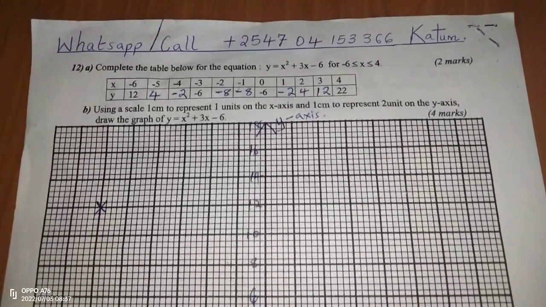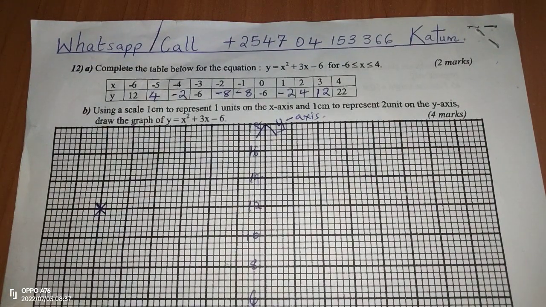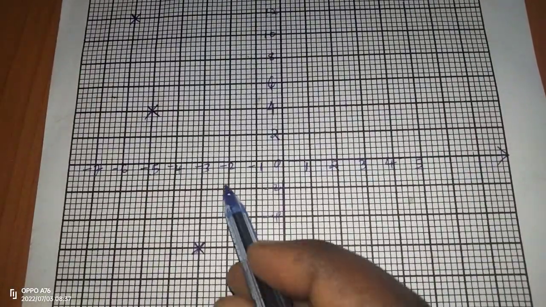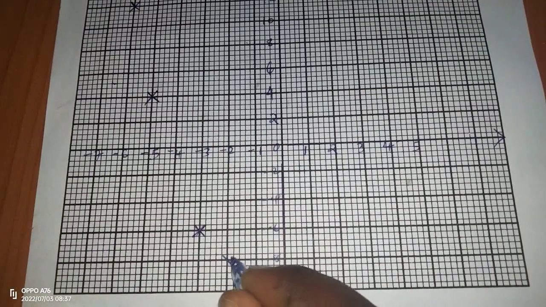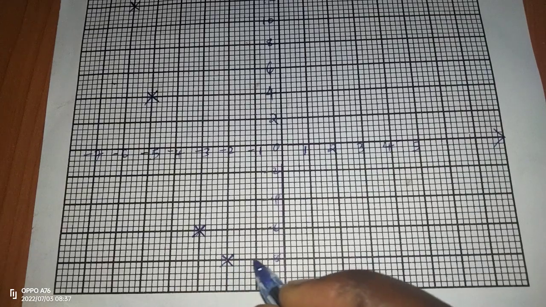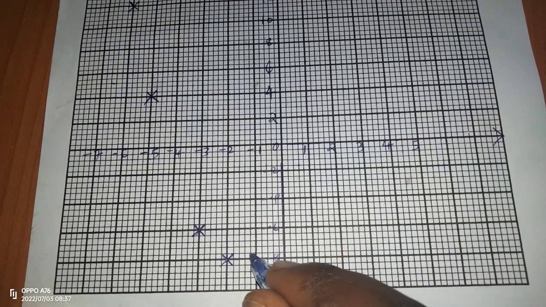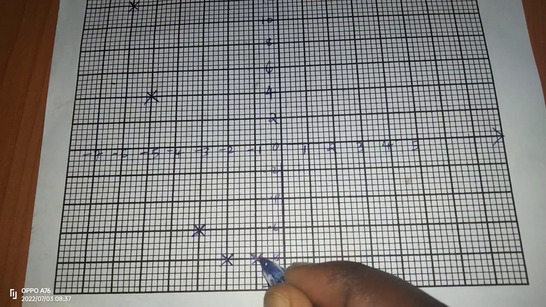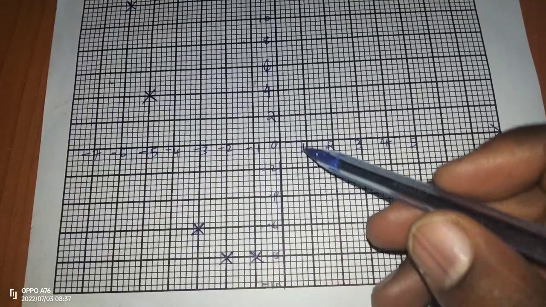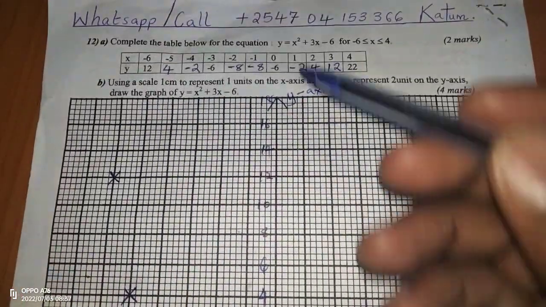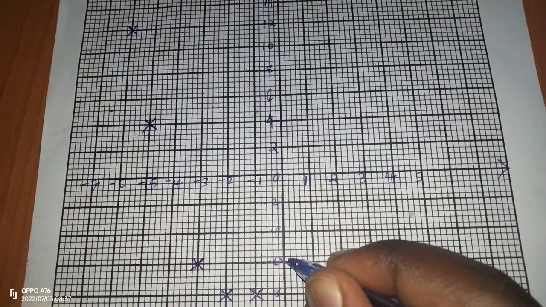After that, we have -2 and -1 with -8. So at -2, we have -8, and also at -1, we have -8. Then at 0, we have -6. So at 0, we have -6. So this is the point.